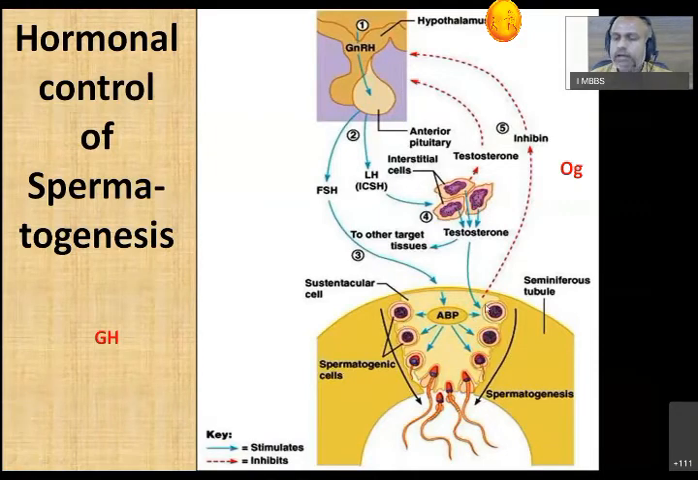Sertoli cell also helps by secreting inhibin and inhibiting the anterior pituitary from releasing these two hormones, FSH and LH. The Sertoli cell also secretes estrogen in small amounts. Estrogen, though it is a female hormone, is secreted in very small amounts in males by the testes, that is, the Sertoli cell.